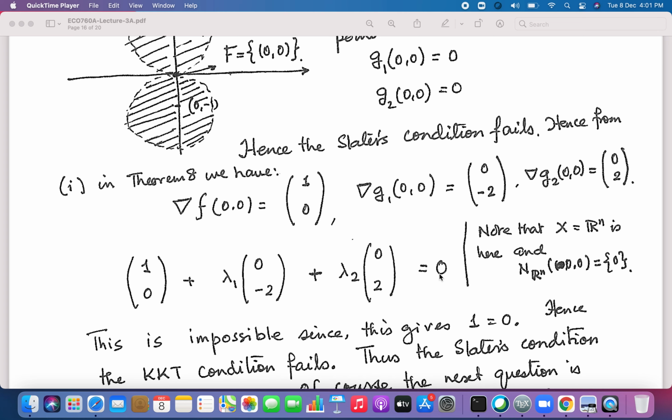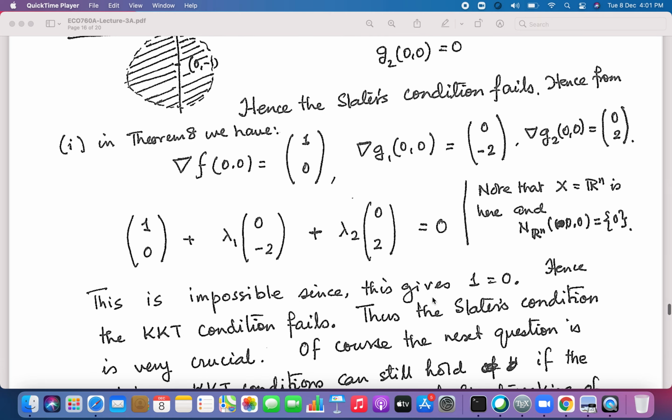So my normal cone of R2 at 0 0 is 0. So my inclusion now becomes an equality, as we had discussed earlier. This is what we had written here, this normal cone business. Now, is this equality valid?